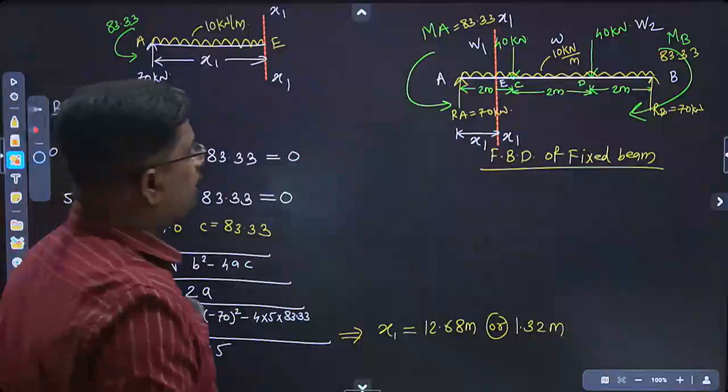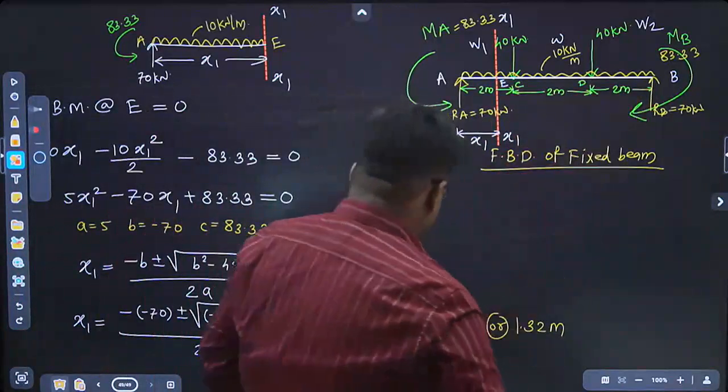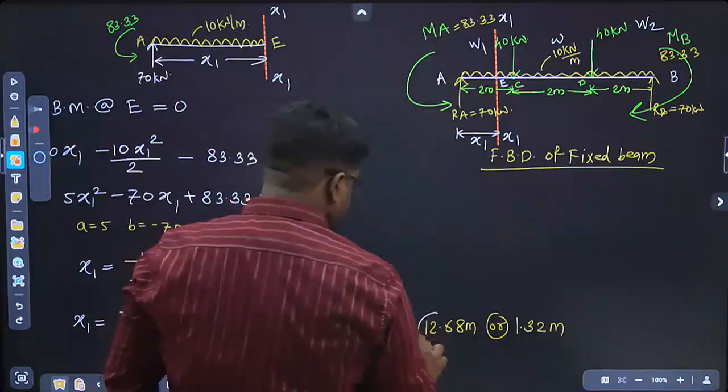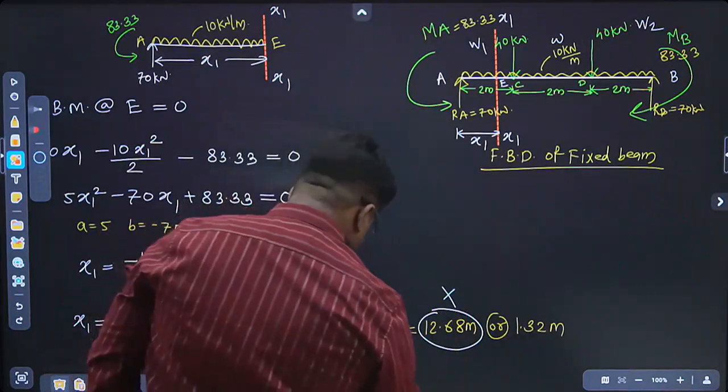See, total span of beam is 6 meter. So 12.68 meter is not valid. This is not valid. Therefore, x1 is equal to what?